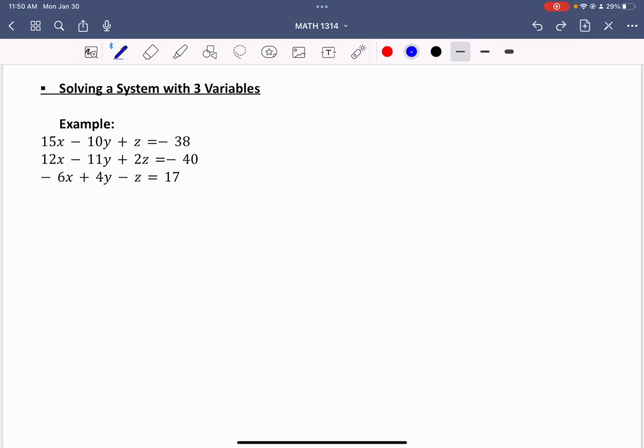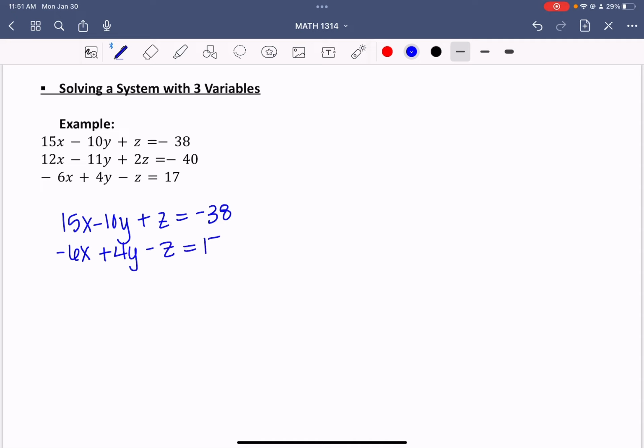Just looking at our system here, let's start to notice some processes that we know. We know that if we're trying to solve any given system, we could use the process of elimination if we were to create an opposite on a certain letter. Just by looking at this and not manipulating, we've got opposites on these z's. So what I'm going to do is take 15x minus 10y plus z equal to negative 38, and I'm going to work with the third equation.